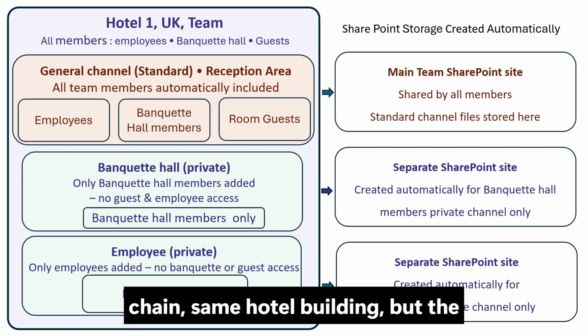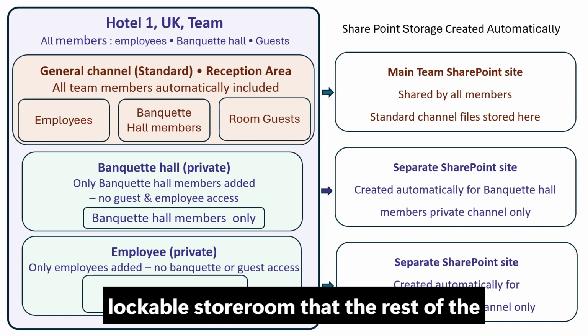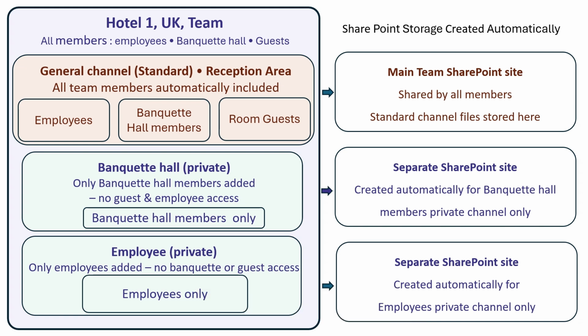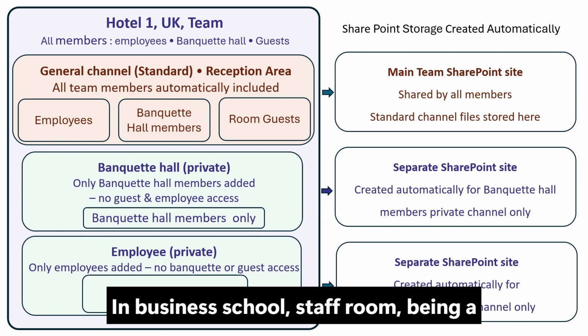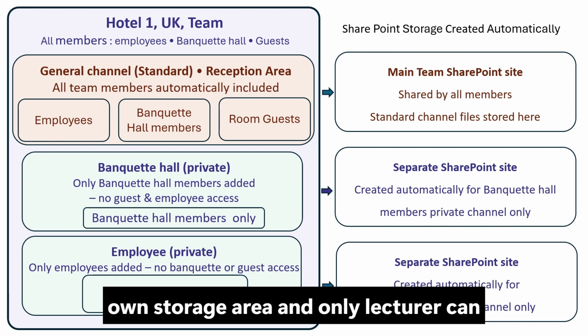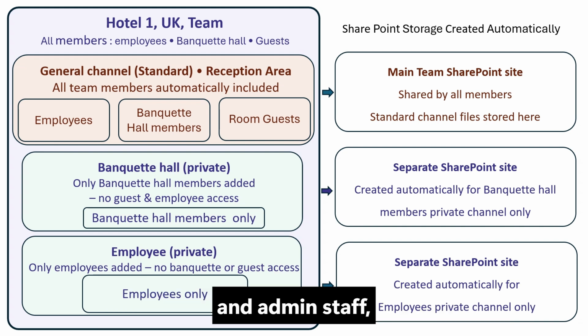Same hotel chain, same hotel building, but the banquet hall has its own separate lockable storeroom that the rest of the hotel simply cannot enter. In a business school, the staff room, being a restricted space, has its own storage area and only lecturers can access it, separate from students and admin staff.